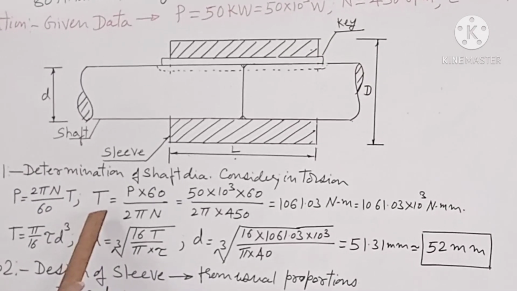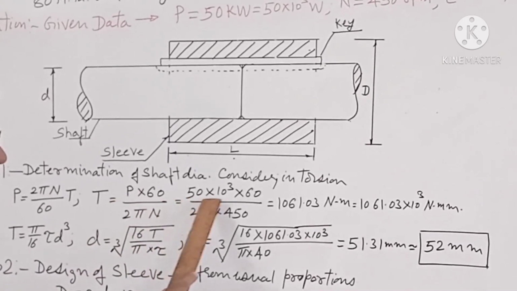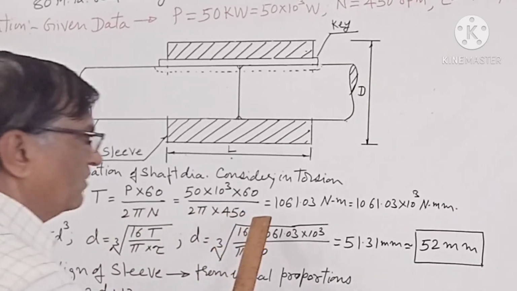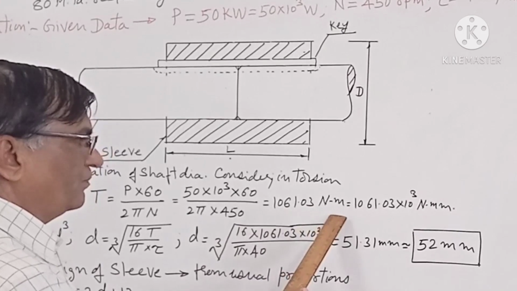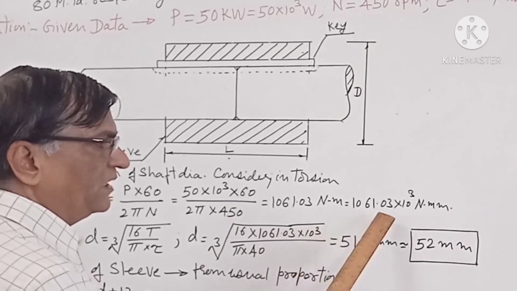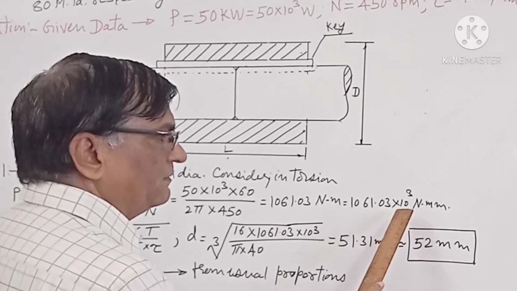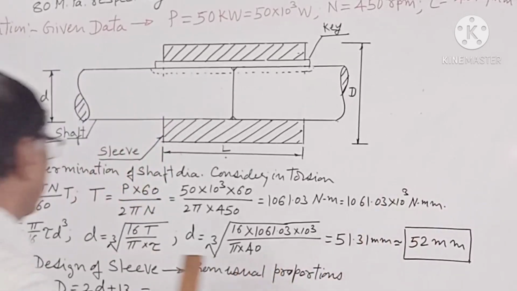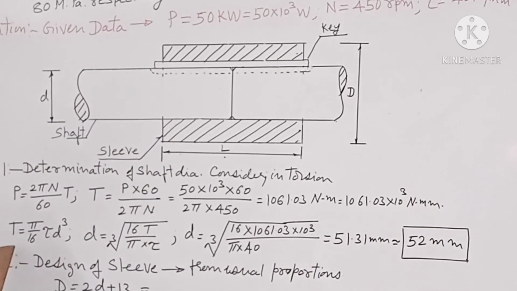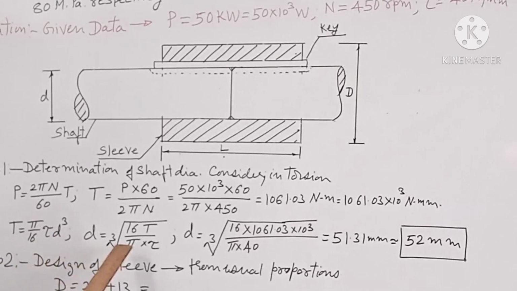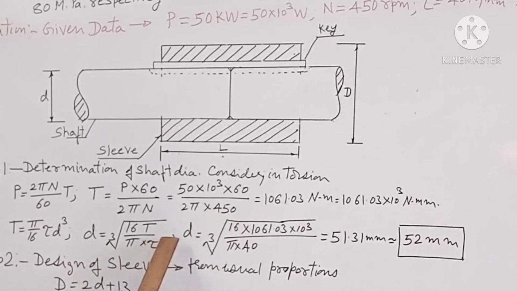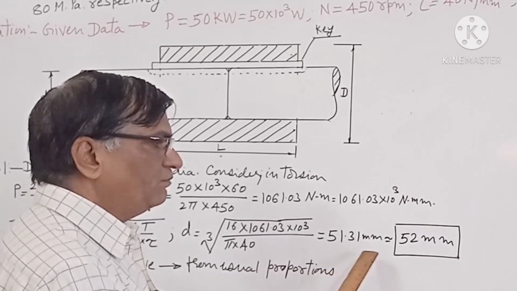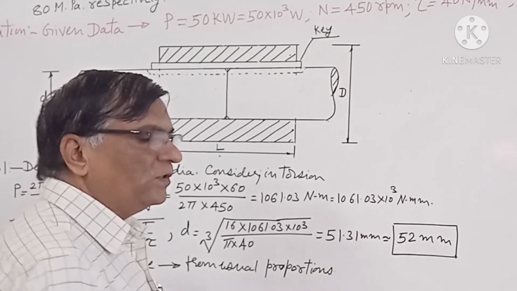We will calculate the torque by putting the values of power 50 into 10 raised to 3 and N is equal to 450. Now torque comes out to be 1061.03 Newton meter. We will convert this into Newton millimeter by multiplying by 10 raised to 3. This is Newton millimeter. Now from this formula T is equal to pi by 16 tau d cube, we will calculate the diameter by putting the value of torque and permissible shear stress. Now diameter comes out to be 51.31 millimeter. Say we take 52 millimeter.